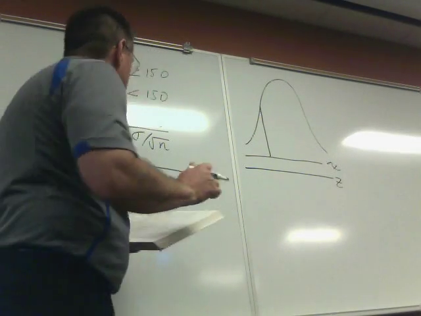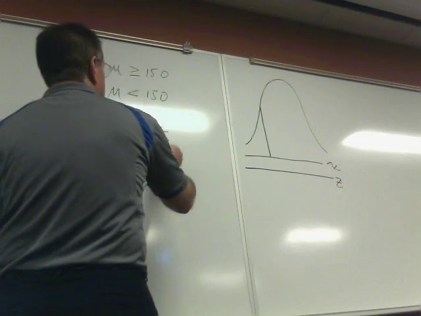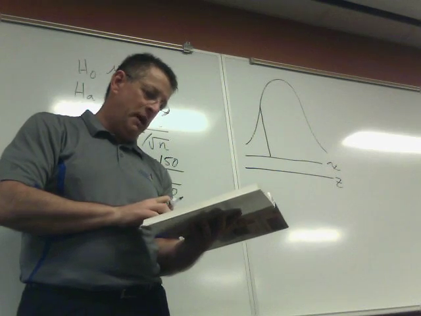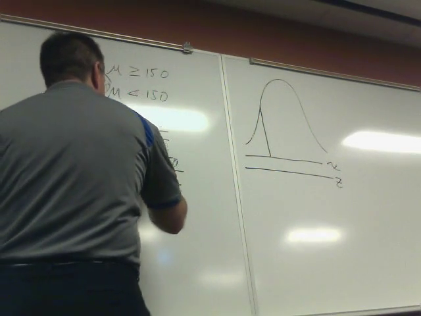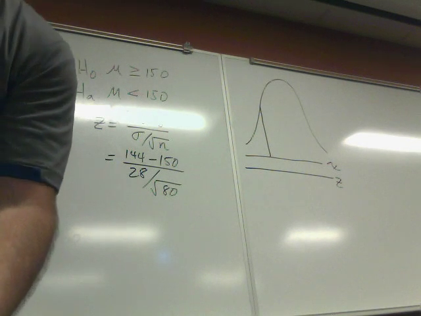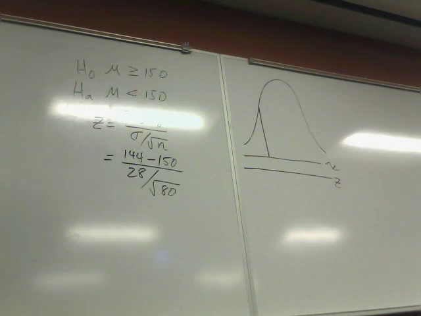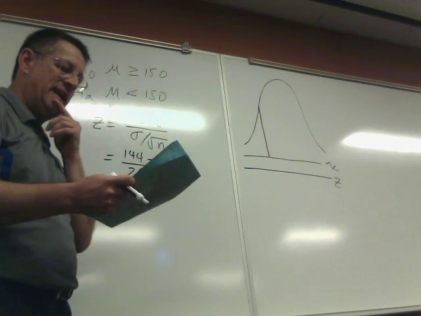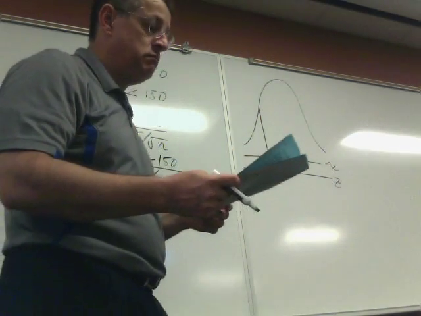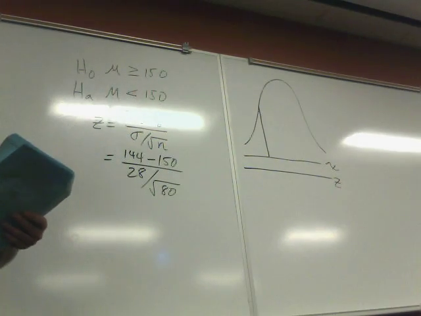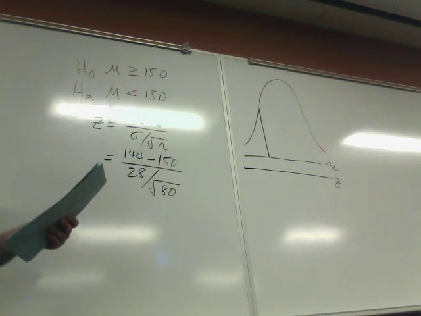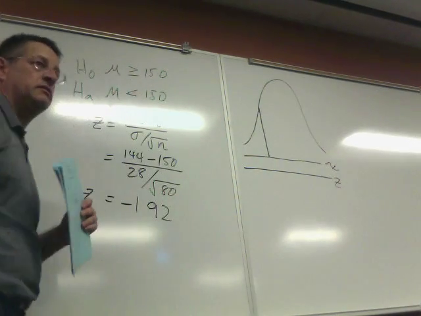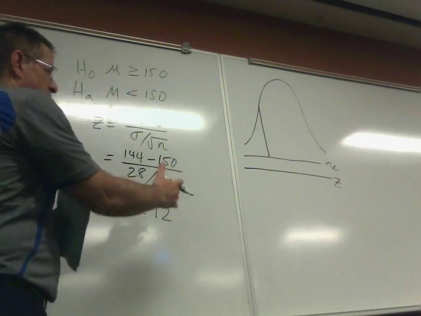Results in a sample mean of 144. That's x bar, 144. I know my mu sub 0 is 150. All I need is the population standard deviation. The population standard deviation is known to be 28. Okay? So based on the data that was given to me, I don't have to calculate anything really. What do you get for a test statistic? Okay, negative 1.92 is your test statistic. If I do all the math, that's what I get.